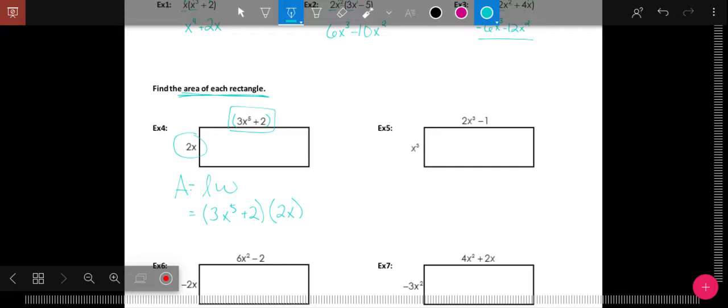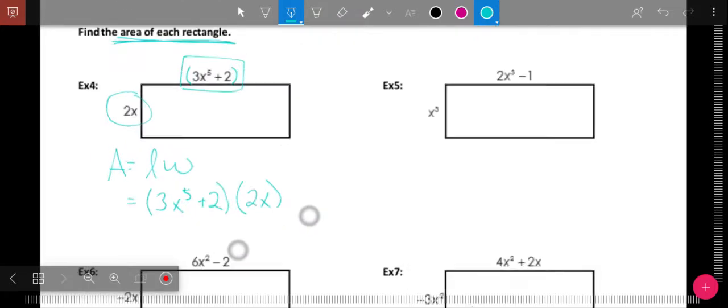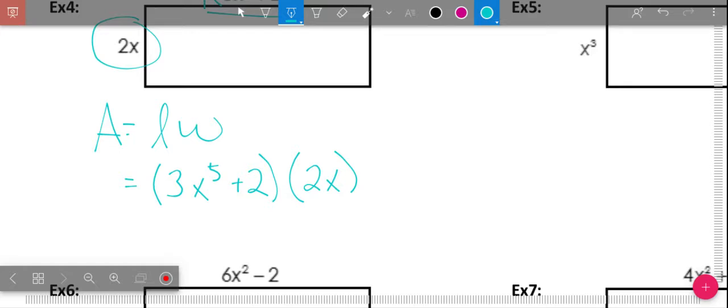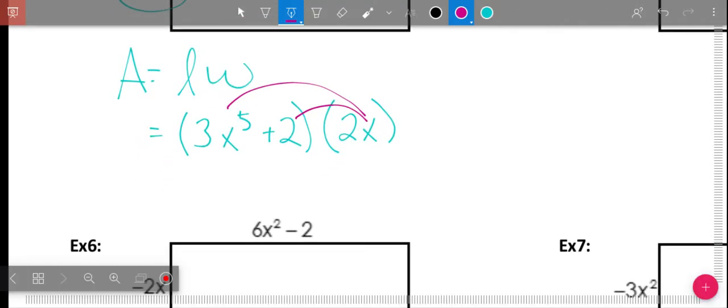Now, just like with the problems up here, examples 1 and 2, we're going to distribute that 2x to everything. 2x to the 3x to the 5th and to the 2. So coefficients we treat just like normal. 3 times 2 is going to give me 6. X to the 5 plus 1 gives me x to the 6th. And then I'm going to distribute the 2. So 2 times 2 will give me plus 4. And then I just have that one lonely x there. So the area, after I multiplied those two pieces together, was 6x to the 6 plus 4x.